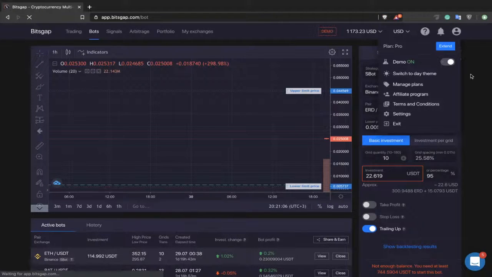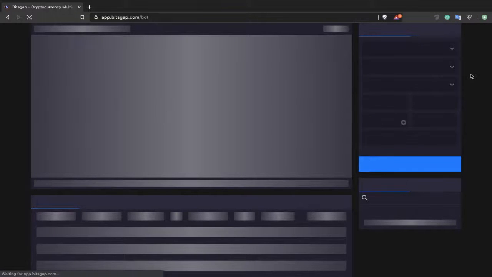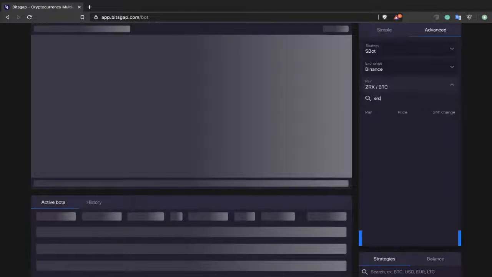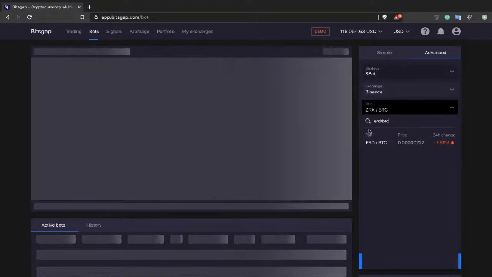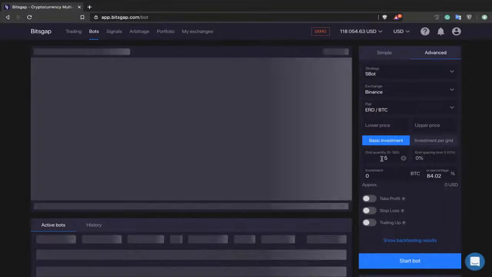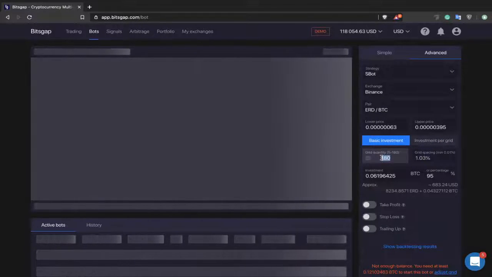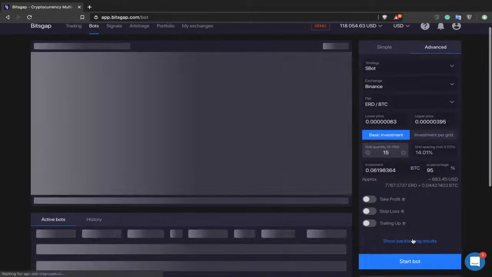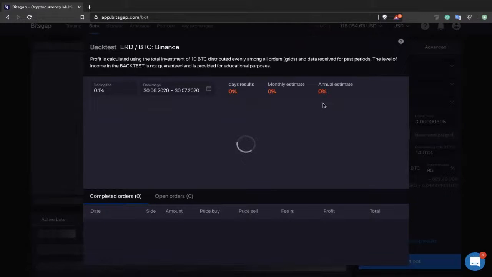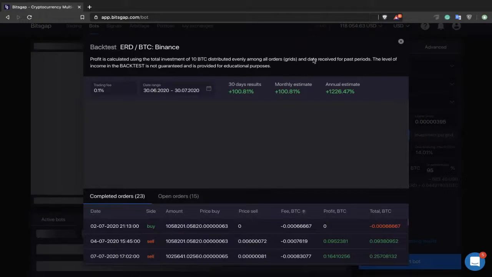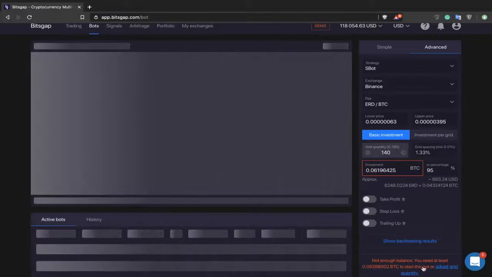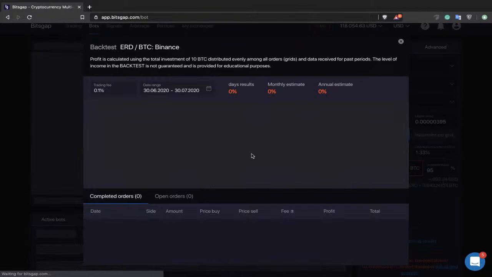No, actually, let's use the demo mode because I have more options there. And let's select ERD trading to BTC. So you say I will plot 10. No, actually, let's plot 15 grid levels and backtest this. So the bot would bring 100% of return, whereas if I plot 140 grid levels, what would be the result in this case?